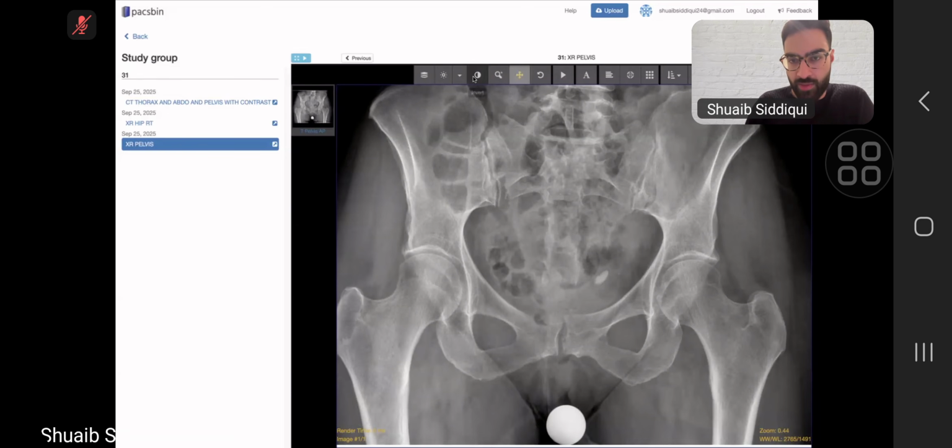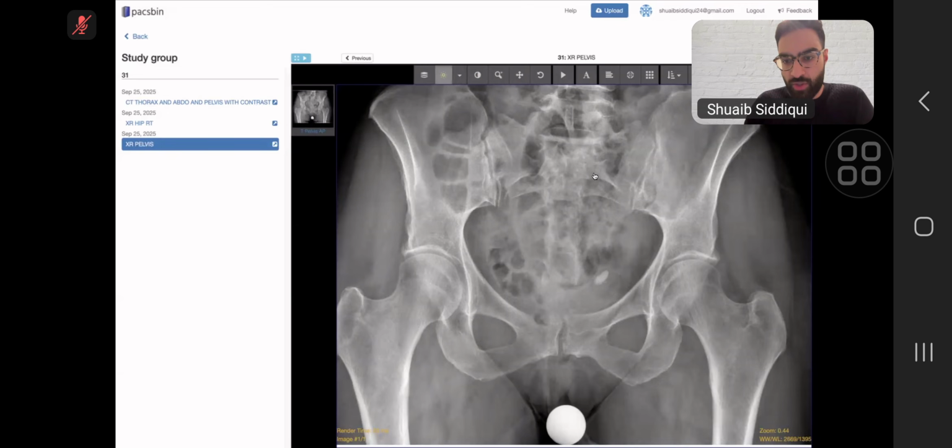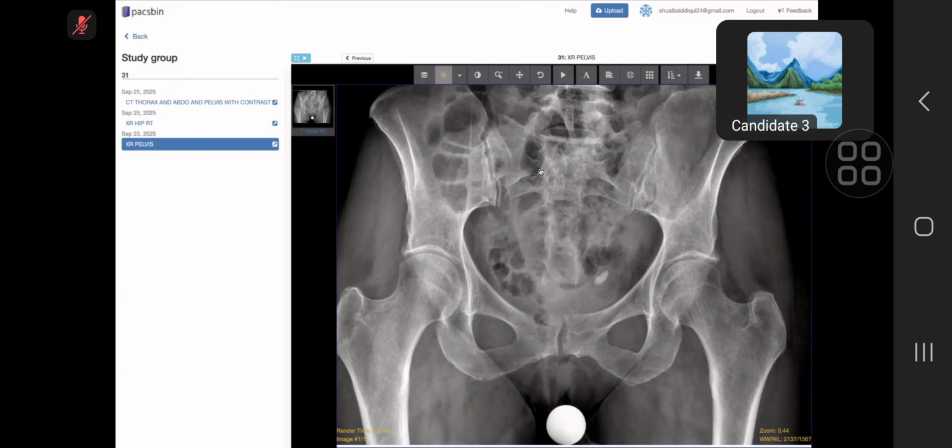Okay, please have a look at this pelvic radiograph. This is an elderly gentleman who presents with pelvic pain. I'm presented with a radiograph of the pelvis, frontal projection, of an elderly gentleman who presented with pelvic pain.